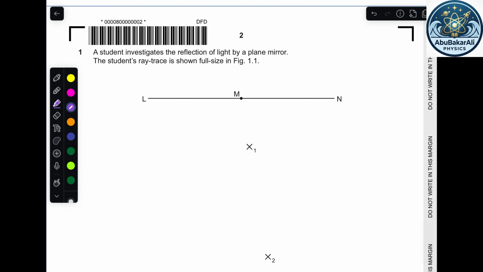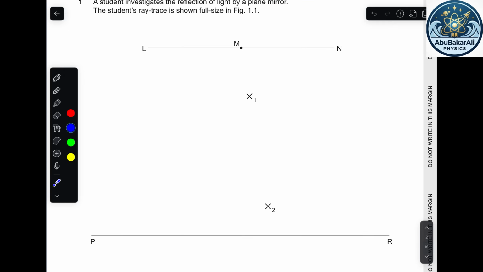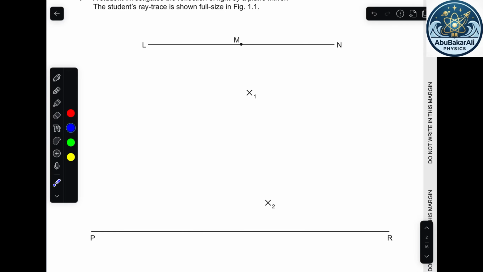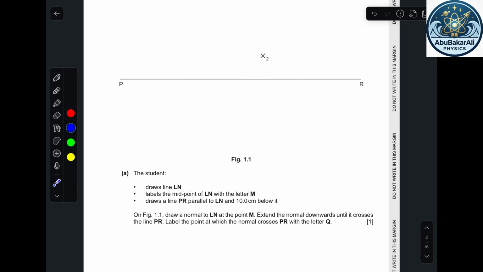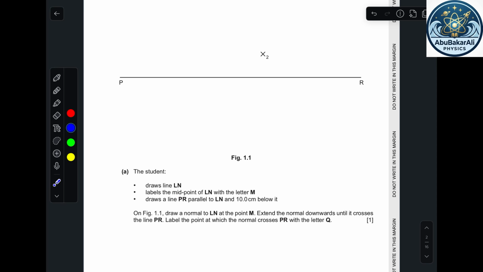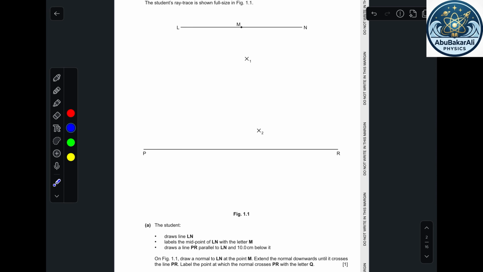A student investigates the reflection of light by a plane mirror. The student's ray trace is shown full size in figure 1.1. This is the figure 1.1 that we have on the screen. The student has drawn line LN, and he has labeled the midpoint as M.